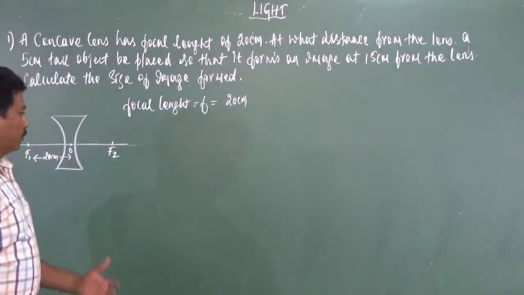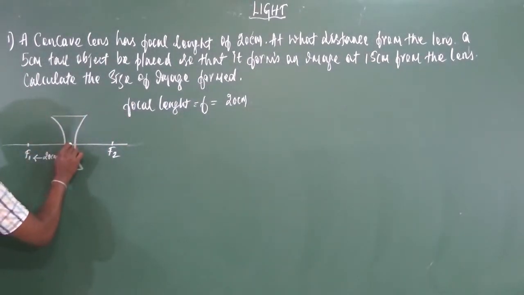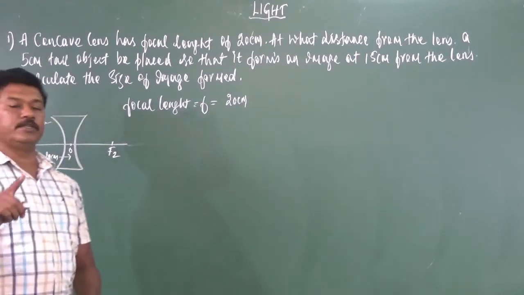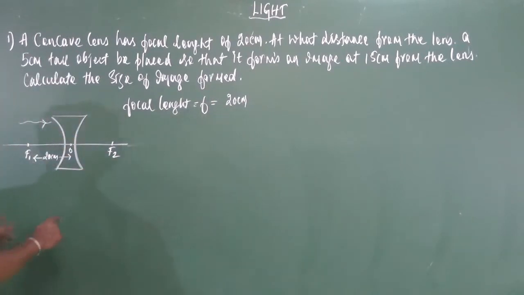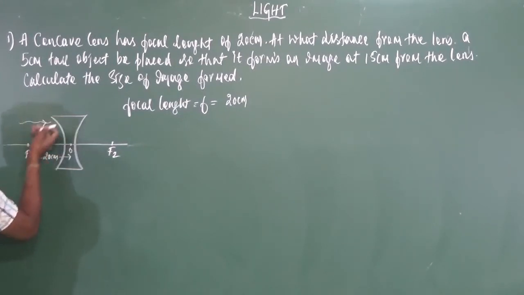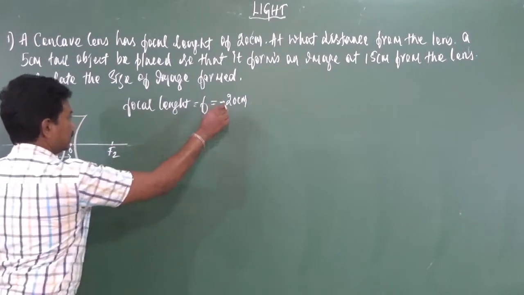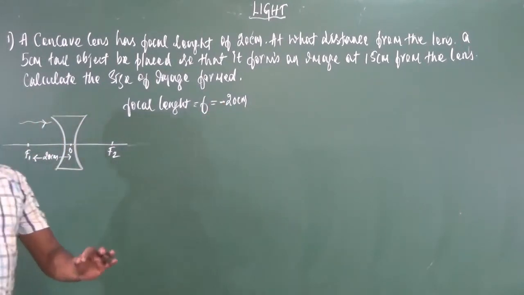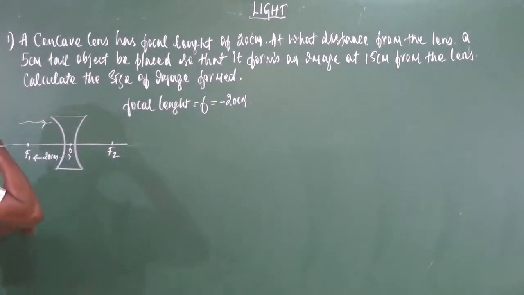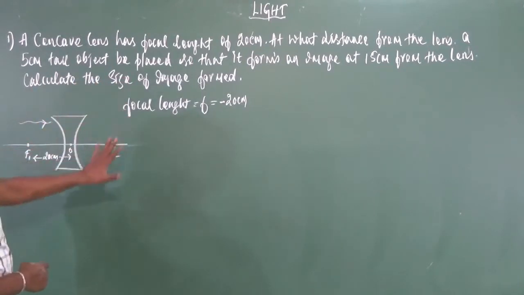So here, whatever we measure from the optic center of the lens, if you are measuring along the direction of the incident light rays, then it should be taken as positive, and if you are measuring against the direction of the incident light rays, then it should be taken as negative. So therefore, focal length, as it is measured from the optic center to the principal focus, in this direction, that is opposite to the incident light rays, therefore it should be taken as negative. So sign conventions play a very important role while solving numericals. You have to be very careful. Okay. So a concave lens has focal length of 20 centimeters, done.